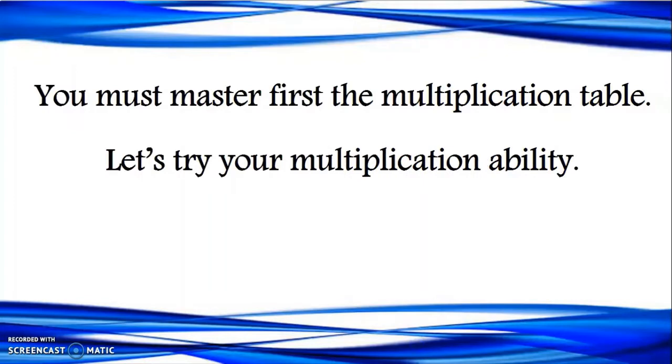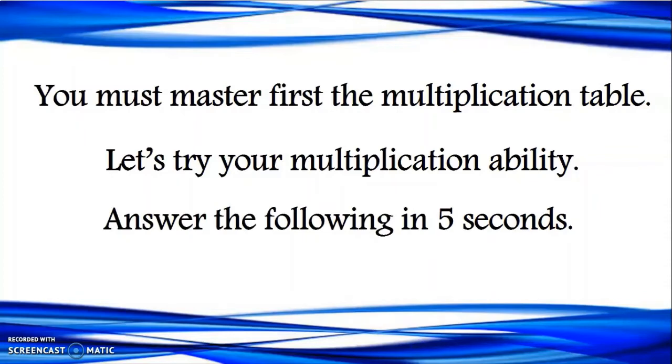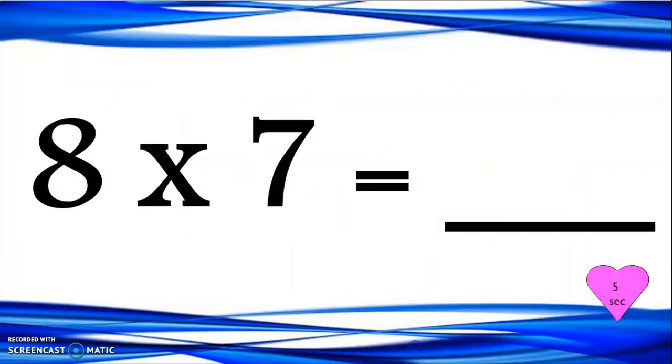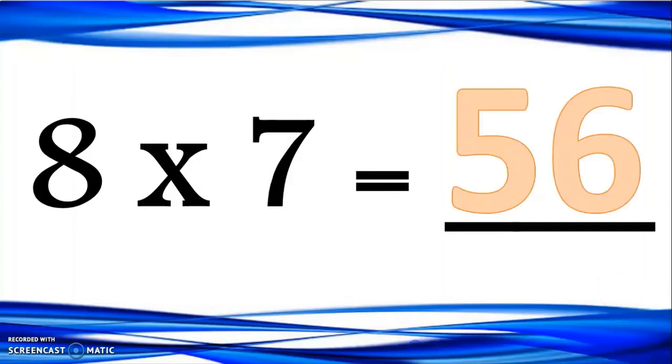So let's try your multiplication ability. Answer the following in 5 seconds. 8 times 7 is equal to... time's up, the answer is 56. Did you get the correct answer? If not, you need to revise your times table.